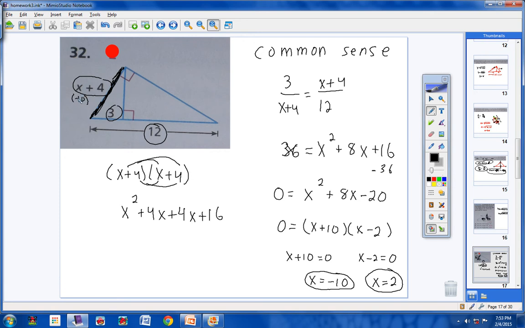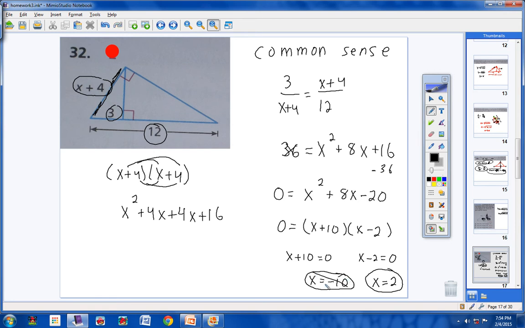Like if this would have been negative 2. A negative 2 plus 4 is 2. So your whole length is 2, that's fine. I don't care if x is negative. But what I don't want is this length here to be negative. So if I put negative 10 in for x, I end up with getting negative 6 for my whole length, because negative 10 plus 4 is negative 6. So this cannot work. This answer right here cannot work.